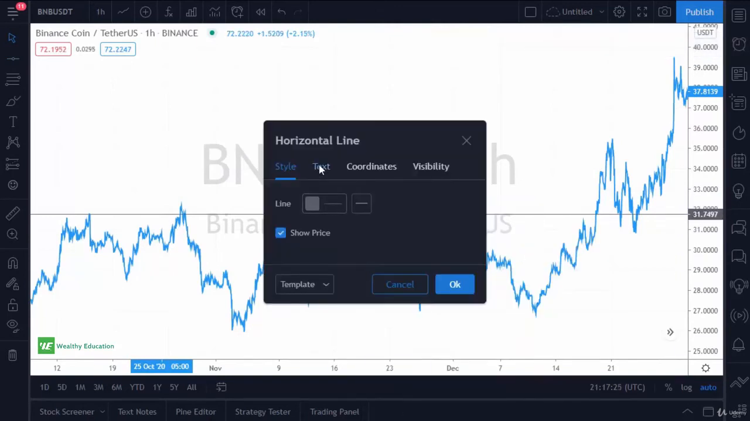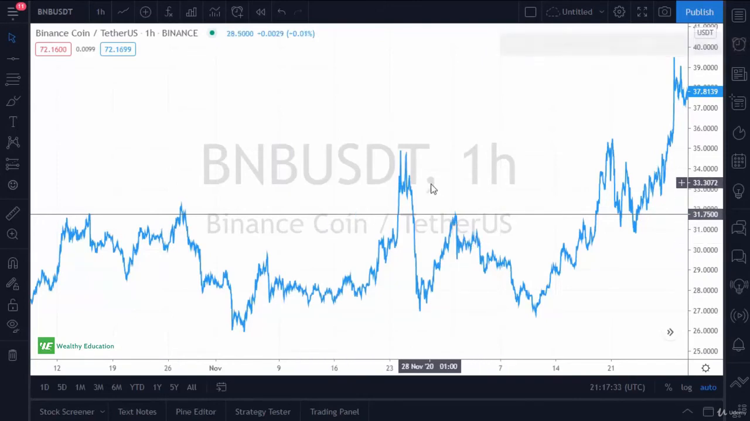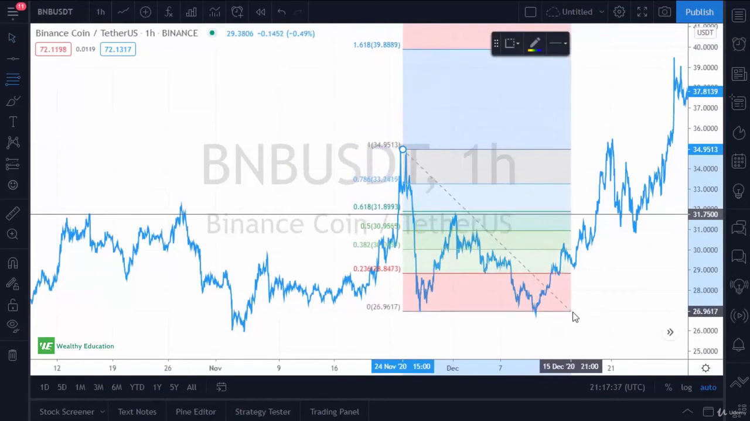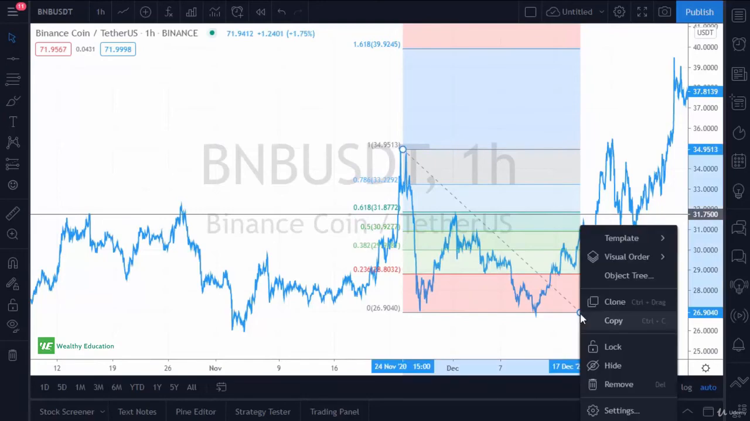So this support line here, let's put it at 31.75 for now. Although it might actually be 32. But as I draw this again, notice there's your 61 and there's your former resistance line now offering resistance again. Something to pay attention to.